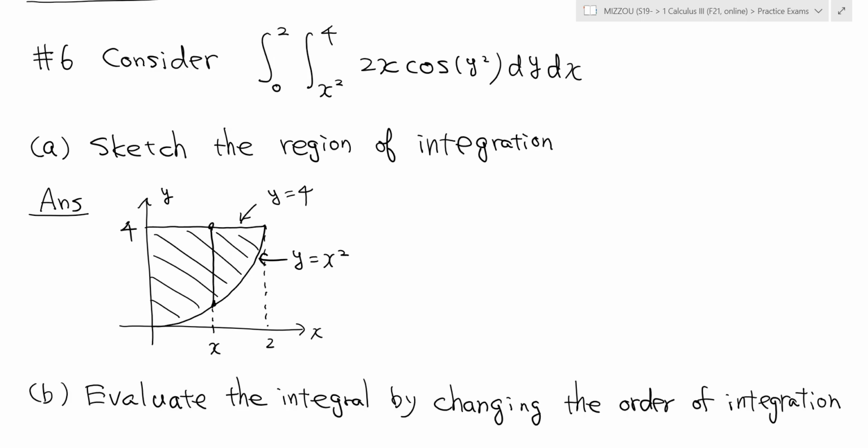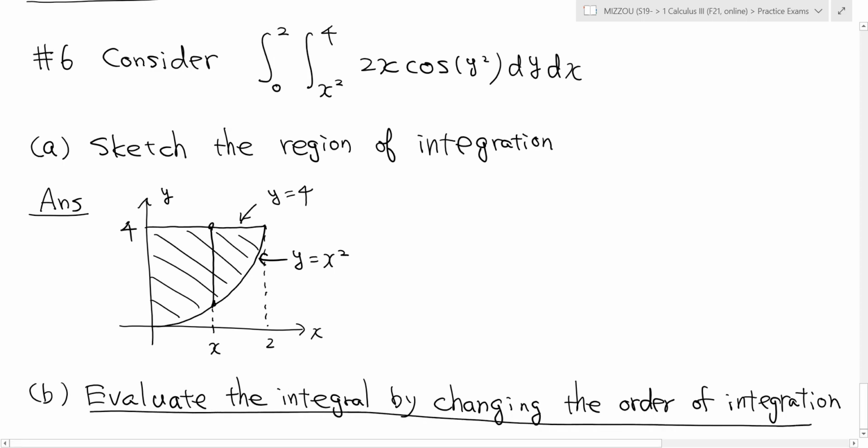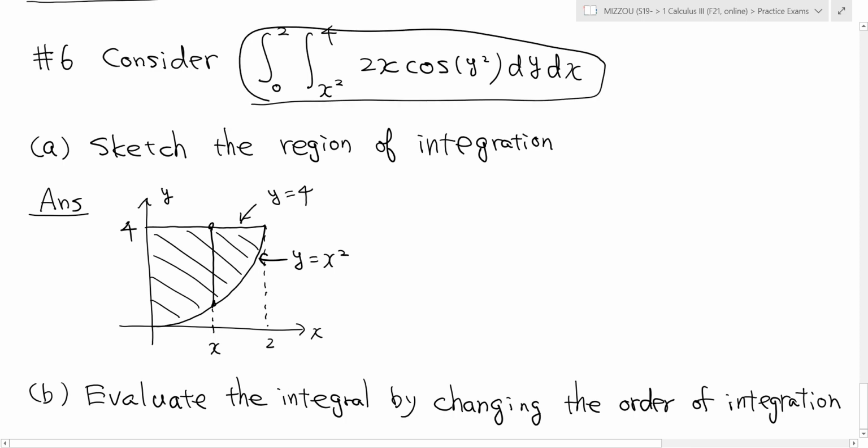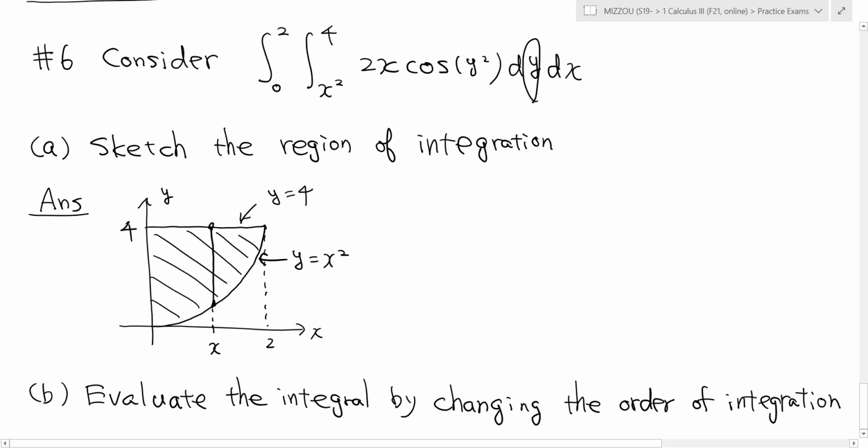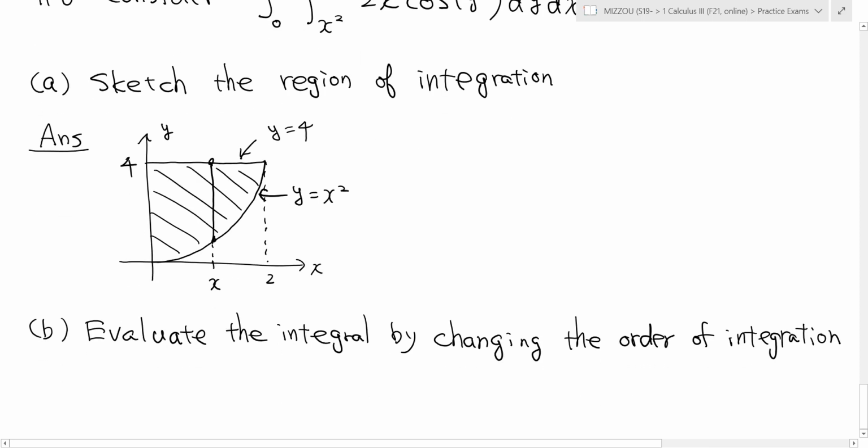And now, part B, evaluate this integral by changing the order of integration, meaning that here, in this given form, the integral is with y first, and then x. What you want to do is to switch the order of integration, namely you integrate with x first, and then y. In this picture, the given integral is with respect to y first, namely you fix x and integrate with y vertically. This time you fix y, and for each fixed y, you integrate with x horizontally like this.